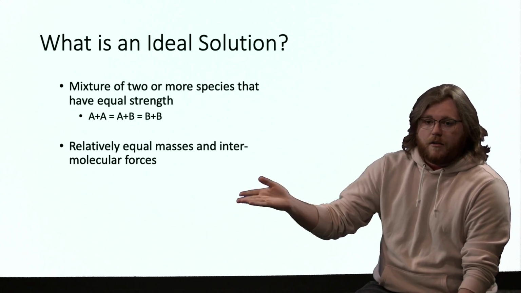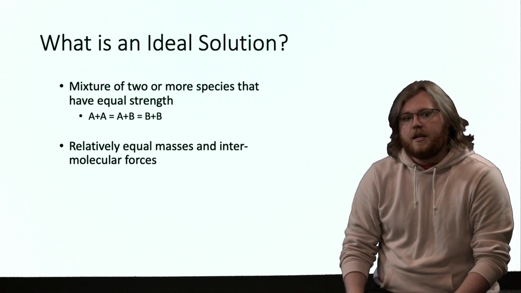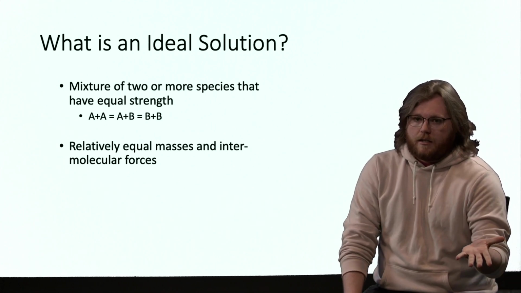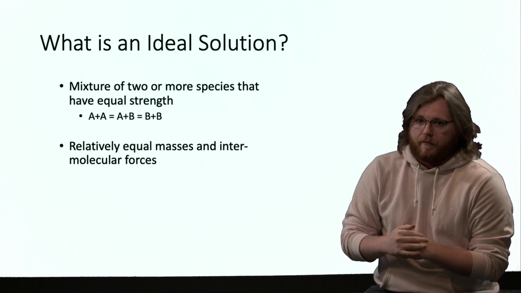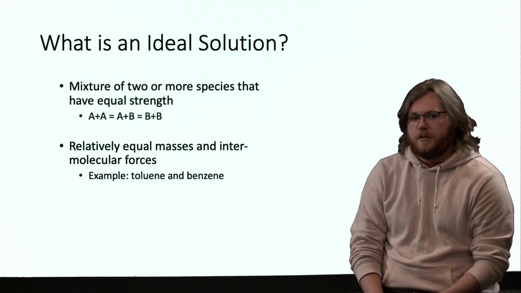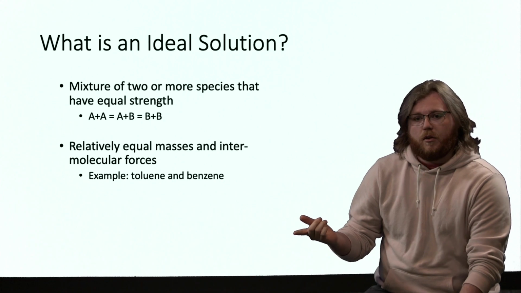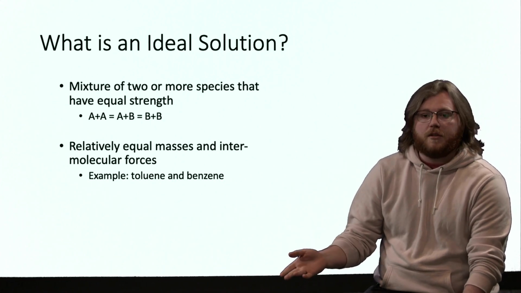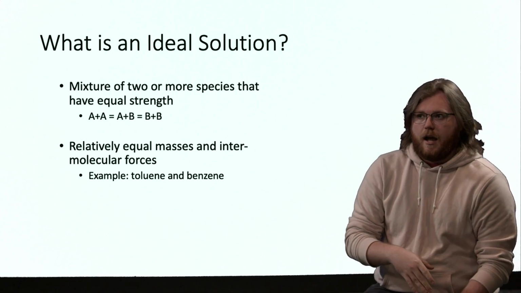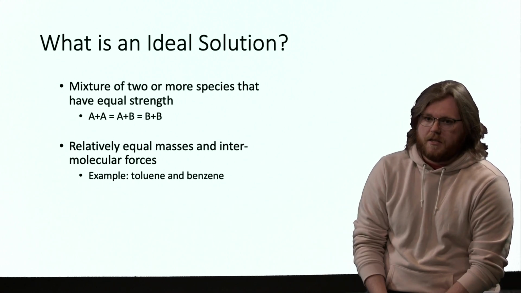Another thing to account for ideal solutions is that the two species have relatively equal masses, and the intermolecular forces should be similar. So a hydrophilic species and a hydrophobic species wouldn't work very well, but two hydrophilic species would work extremely well. An example of an ideal solution would be toluene and benzene. Toluene and benzene are very, very similar. They're only different in the fact that toluene has a methyl group on top of it. So their masses are the same. They're both hydrophobic, so they have relatively equal interactions between each other. So they form a relatively ideal solution.